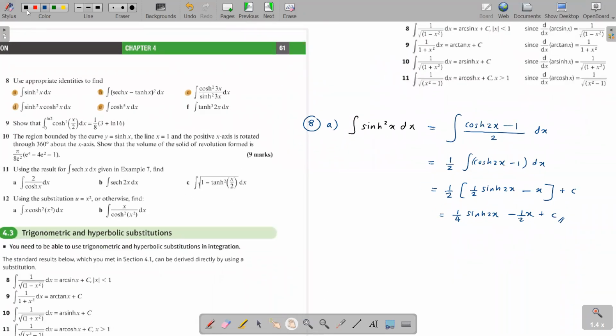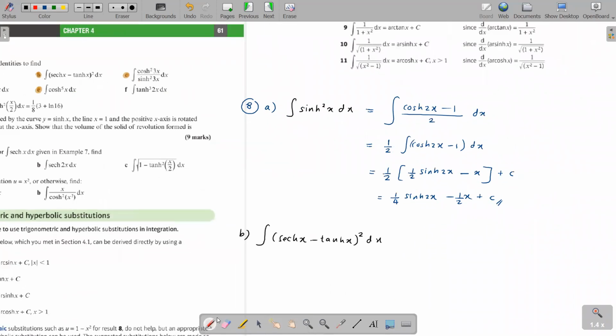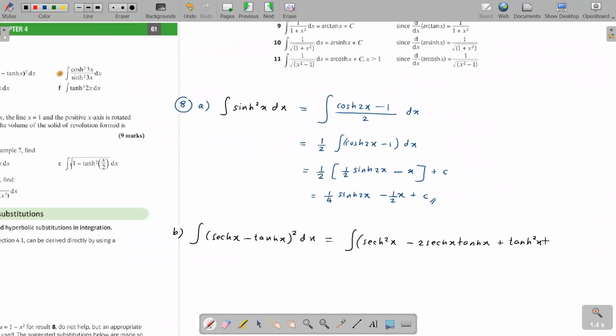Next one, part B, integration of sec x minus tan x squared. So before we integrate, what do we need to do here? First we'll expand the brackets because we don't know how to integrate something like this. First we'll expand the bracket. I get here integration sec square x minus 2 sec x tan x plus tan square x. Okay, so this is what we get.